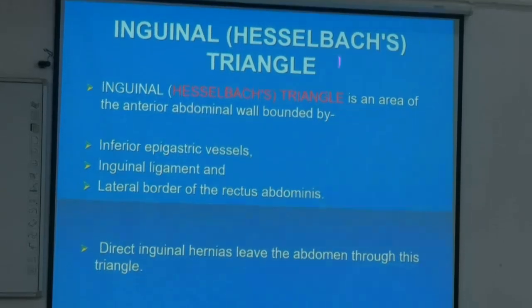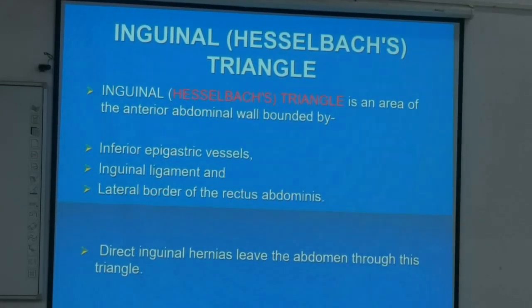Next, you have to know the boundaries of Hesselbach triangle. In direct hernia, herniation occurs through this Hesselbach triangle. Inguinal triangle or Hesselbach triangle is an area of the anterior abdominal wall bounded by the inferior epigastric vessels laterally, inguinal ligament below, and lateral border of the rectus abdominis medially. And direct inguinal hernia leaves the abdomen through this triangle.